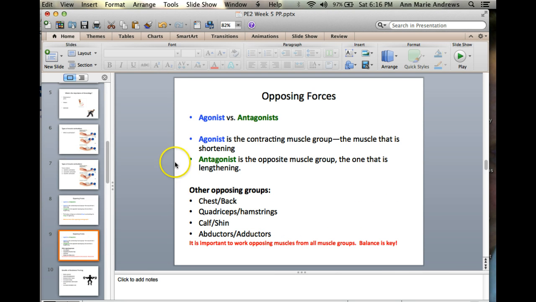Okay. Oh, so we just talked about these, right? And they also list the abductors and adductors. So those are the inner thighs, outer thighs. Adductors are the inner thighs, abductors are the outer thighs. So it's important, and I've said this many times, to work those opposing muscles from all muscle groups, because you need to have a balance, and that's how to keep them healthy.